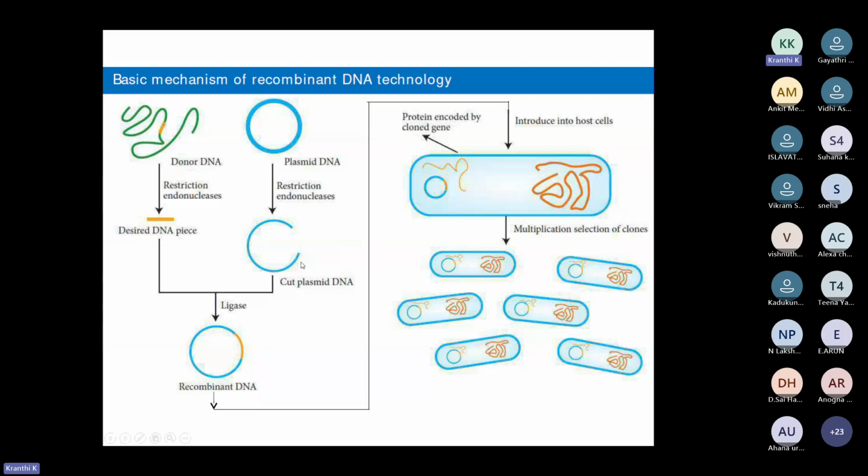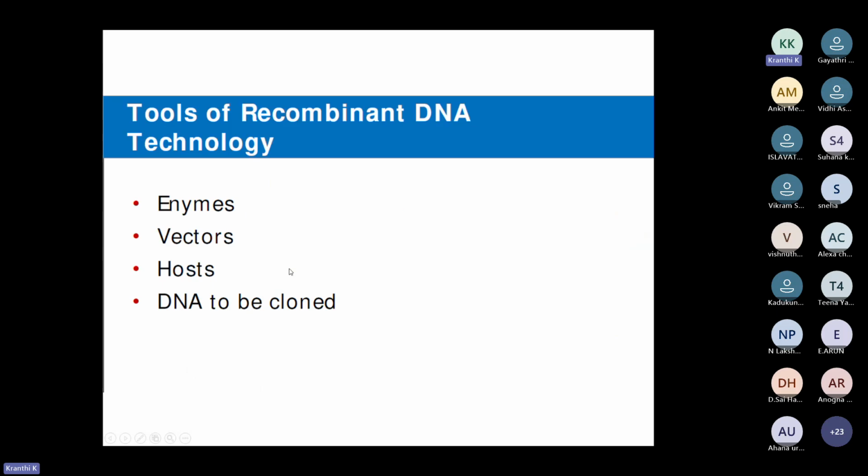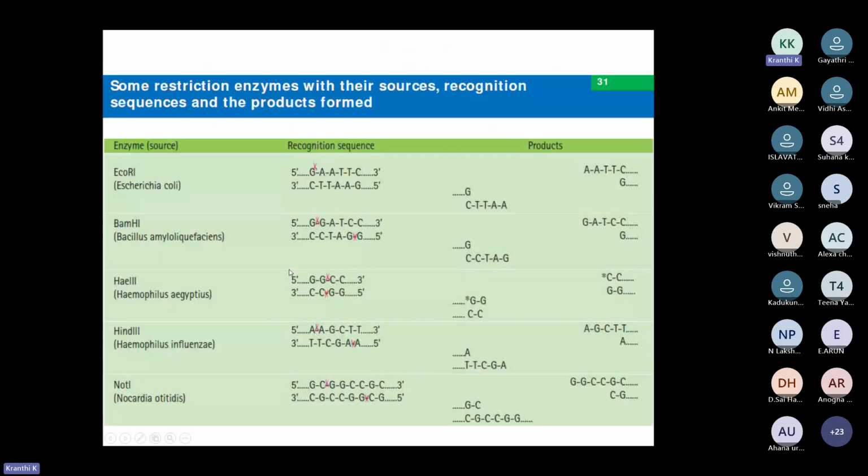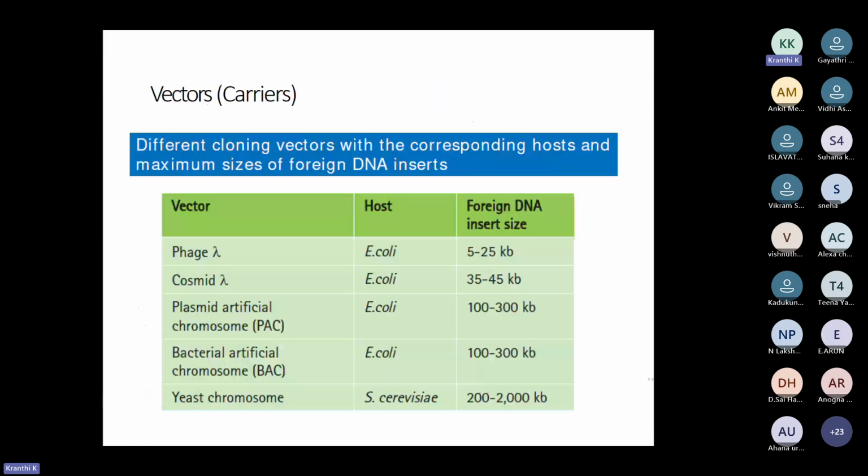Let us assume this is a plasmid. In this, you can insert up to this one only, right? If you can ligate like this, I mean, if this endonuclease is cutting this area, you can insert more foreign DNA, right? So how much foreign DNA they allow? Here E. coli phage lambda will allow 5 to 25 kb only. We can insert foreign DNA only 5 to 25 kb.